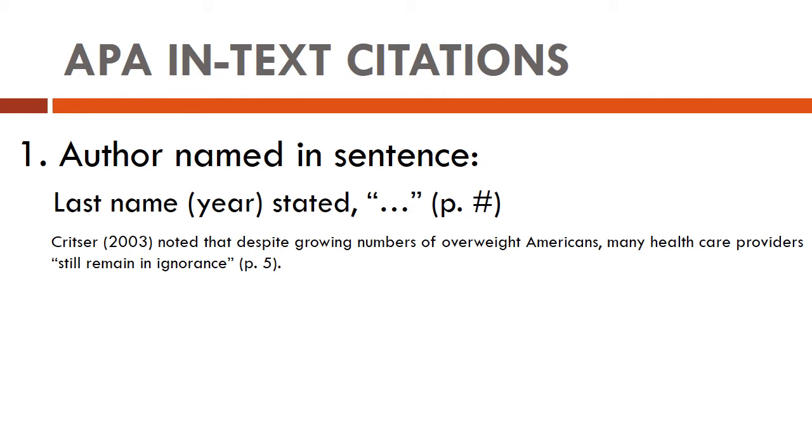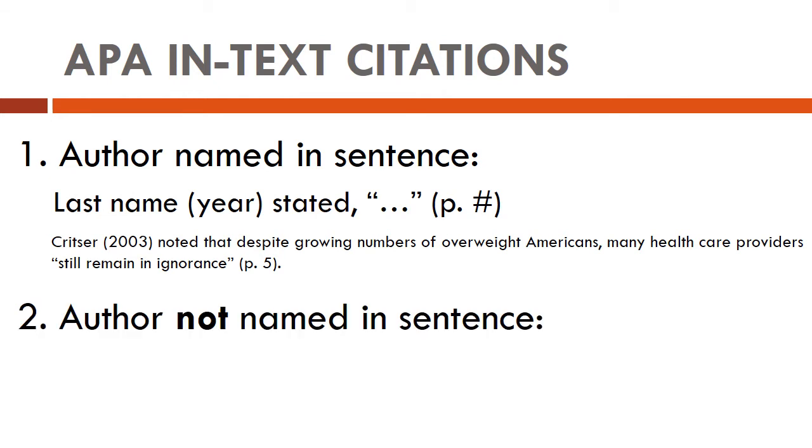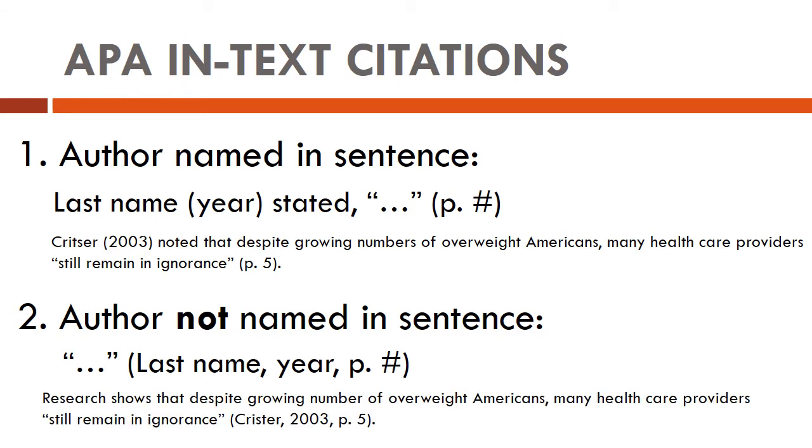The second way is if you do not use the author's name directly in your sentence. In this case, you would put the 3 pieces of information, the author's last name, the year of publication, and the page number, all in parentheses at the end of the quote. So for example, research shows that despite growing numbers of overweight Americans, many healthcare providers, quote, still remain in ignorance, close quote (Kreitzer, 2003, p. 5). Please note that in this case, you put commas between each piece of information.